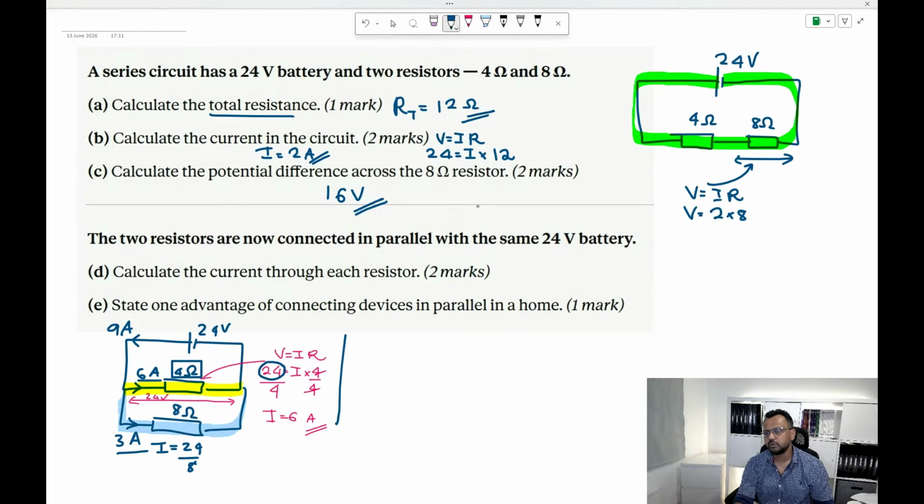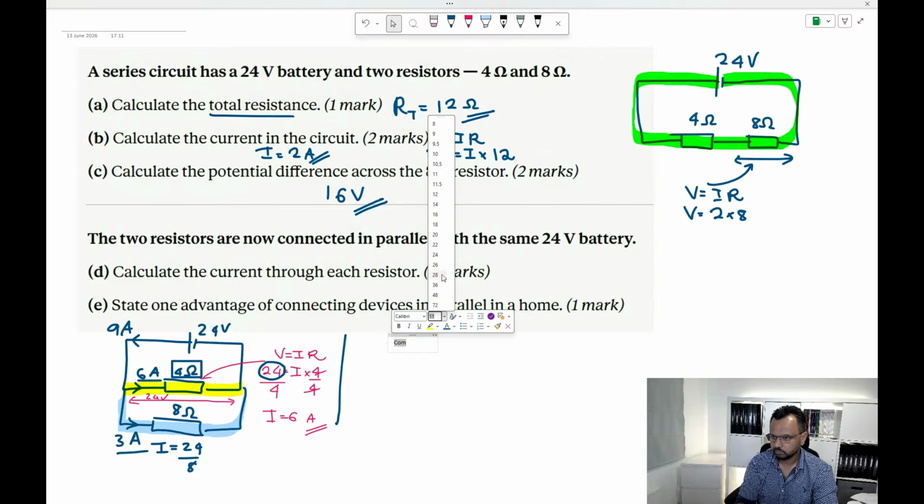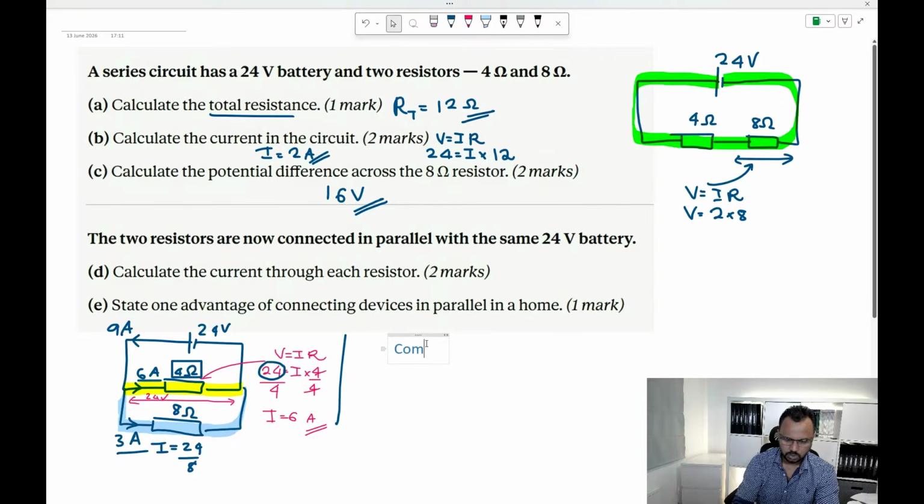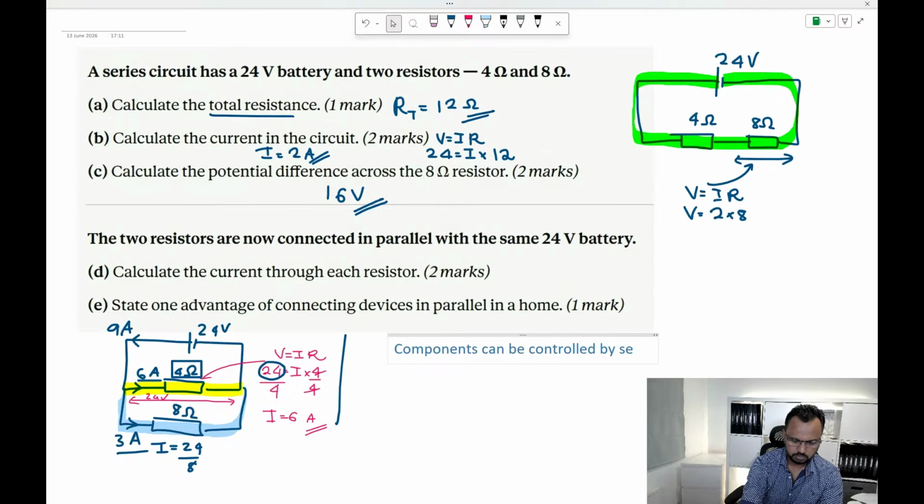State one advantage of connecting devices in parallel in a home. So we can say components can be controlled separately. Yeah. Because otherwise you don't want to turn the switch in your kitchen and all of the other lights to come up, right? That's not going to be very helpful at home. So you need to be able to separate them in a home. One thing is it can be controlled separately.